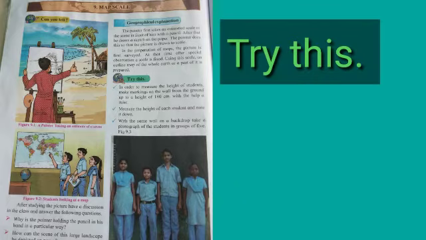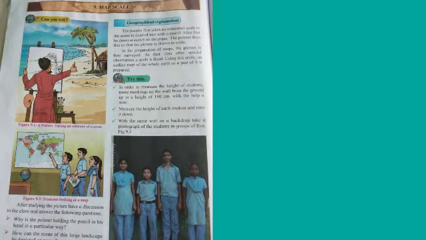Our next activity is try this. In order to measure the height of students, make marking on the wall from the ground up to height of 180 cm with the help of a ruler. Measure the height of each student and note it down. With the same wall as a backdrop, take a photograph of the students in a group of 5 or 4. Observe the figure 9.3, measurement of students' height. Take prints of the photograph.